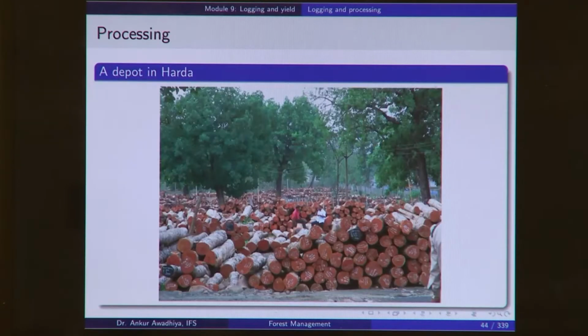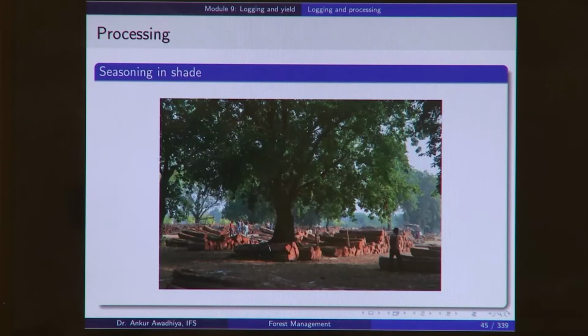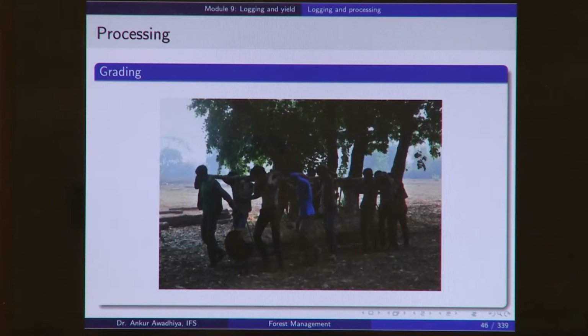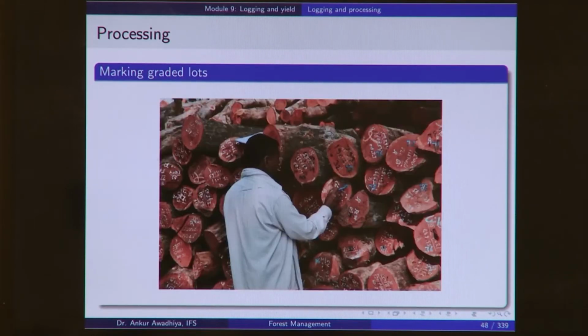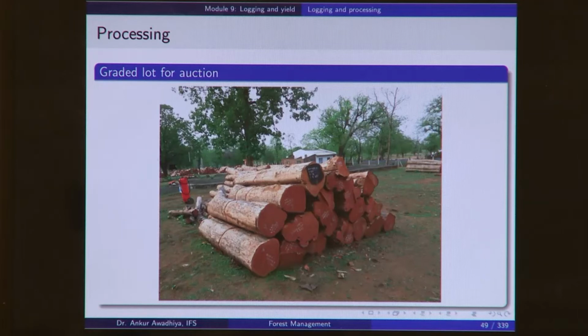Then it is unloaded in a depot, and in the depot the typical processes are seasoning, which is a process in which the amount of moisture in the wood is reduced slowly so as to avoid any deformities. Then grading is done, in which timber of similar size and shape and condition is put together, and then graded lots are made. They are again marked with paint, and then they are put up for auction.